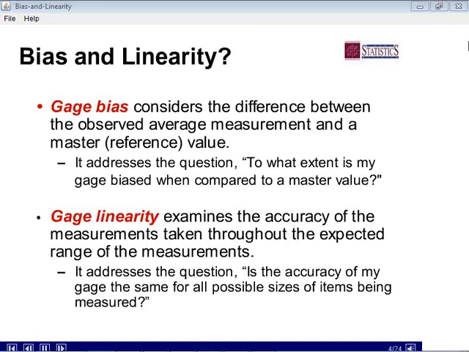Linearity, on the other hand, is also about determining accuracy and discussing bias, but it examines the accuracy of the measurements taken throughout the expected range of possible measurements. As opposed to bias, it addresses the following question: is the accuracy of my gauge the same for all possible sizes of the items being measured over that range? So maybe the reference value is not the same, and there's some range of measurements that the parts you're measuring could vary over. The master value is not the same across that range, but this is the range you have to operate in.